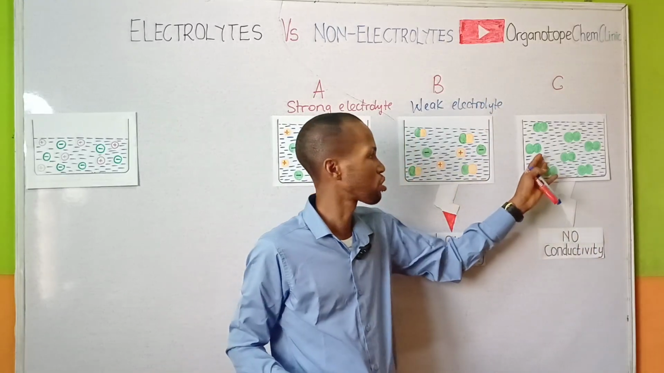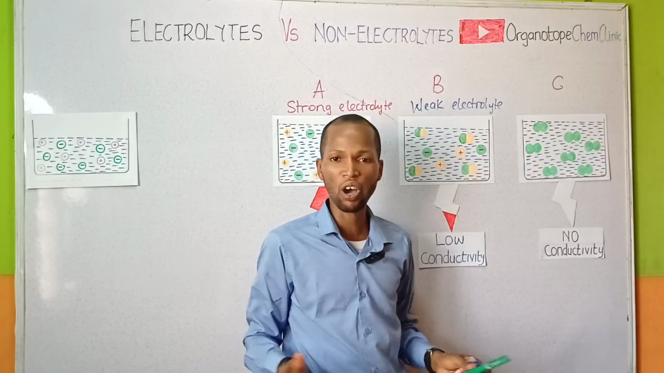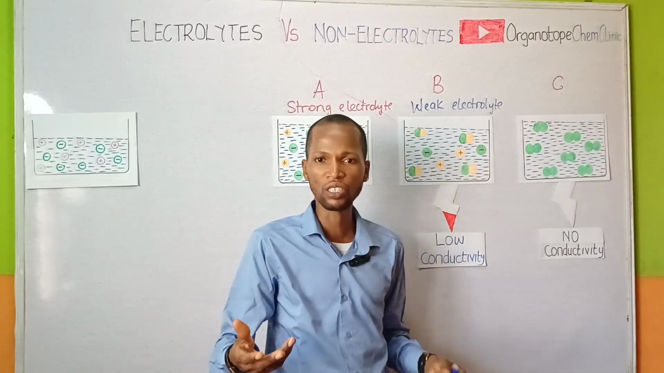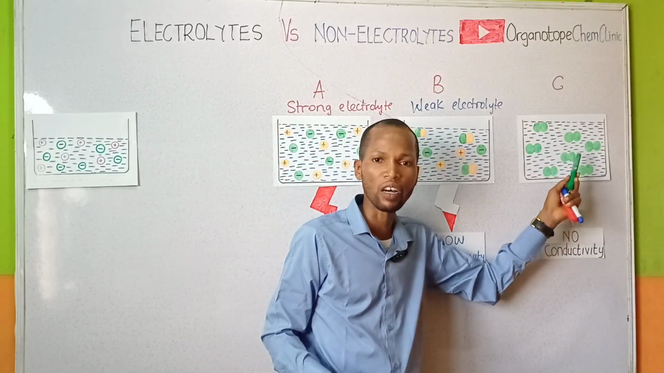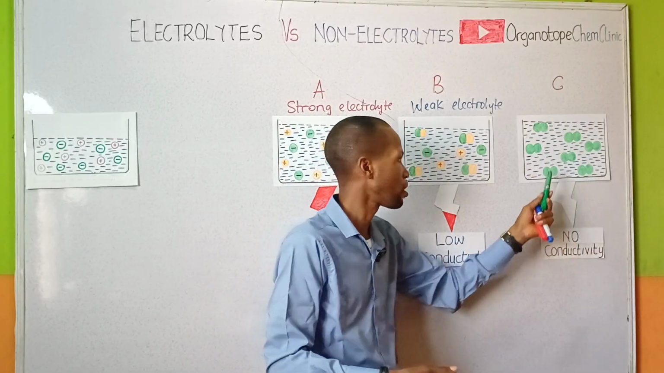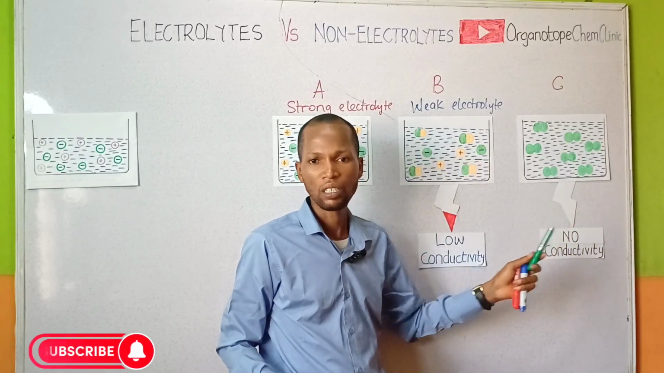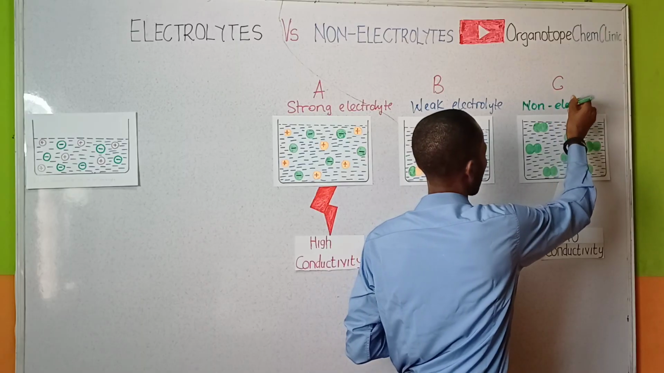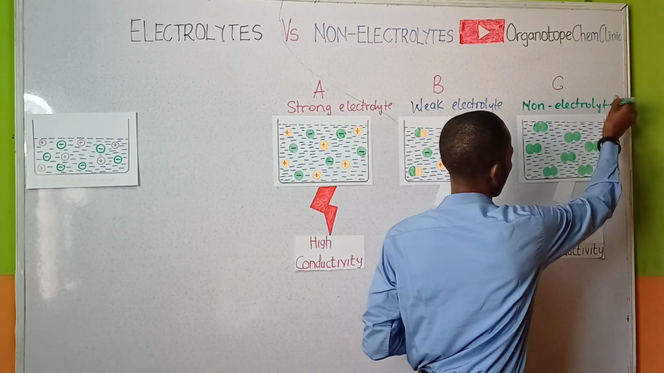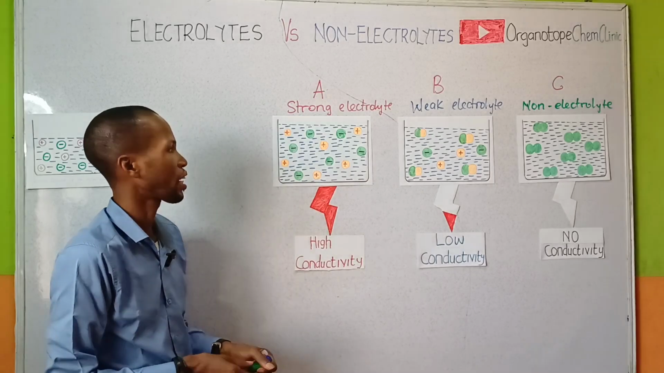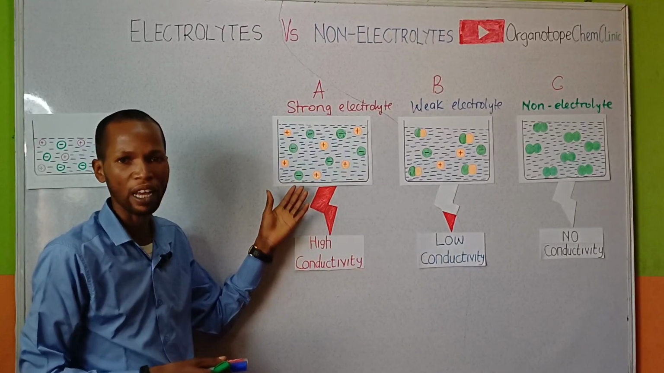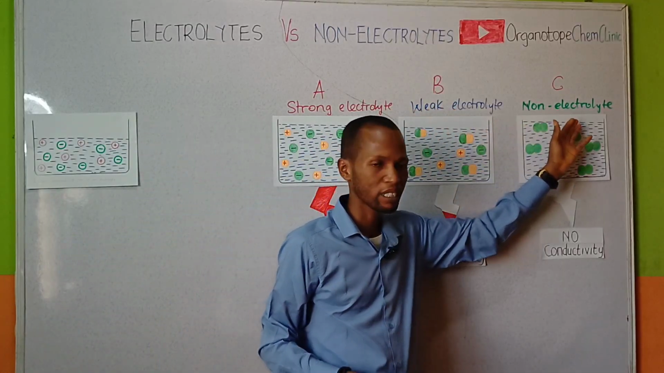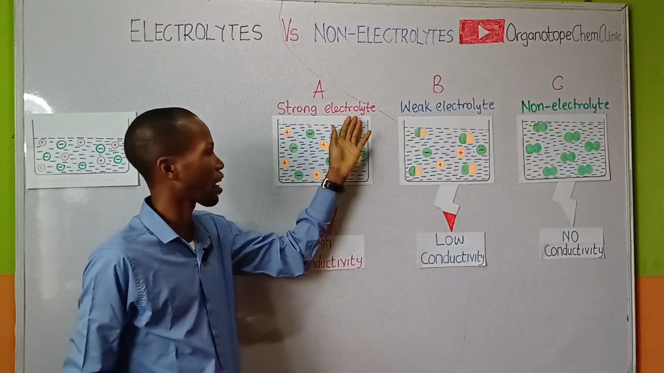When we consider the third solution right here, there is no dissociation of the electrolytes. Therefore, ions are not formed. Since we do not have the dissociation of the electrolytes into positively or negatively charged ions, this solution is said to be what? A non-electrolyte. So we have non-electrolytes. Okay? So we've been able to classify the solutions of the electrolytes right here into strong electrolytes, weak electrolytes, and non-electrolytes. What are strong electrolytes?